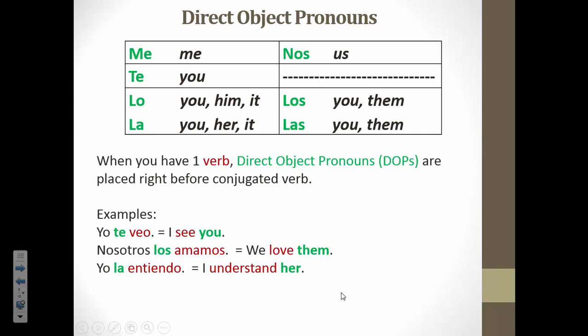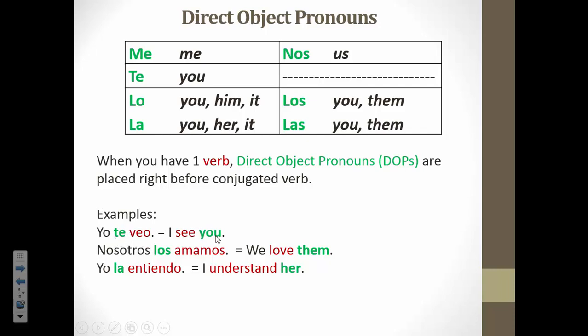Okay, when you have one verb, the direct object pronouns, or the DOPs, are placed right before the conjugated verb. So for example, yo te veo means I see you. This word veo is a conjugated verb. Okay, it's placed right before this verb.